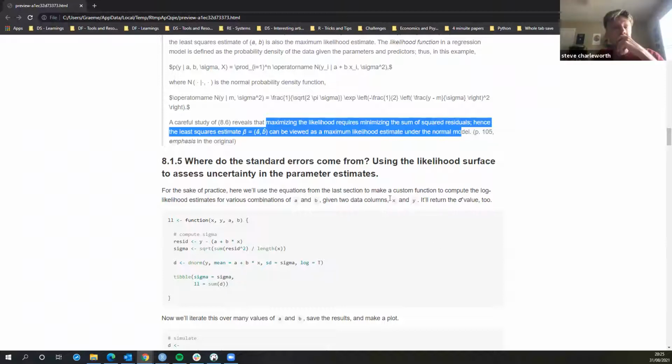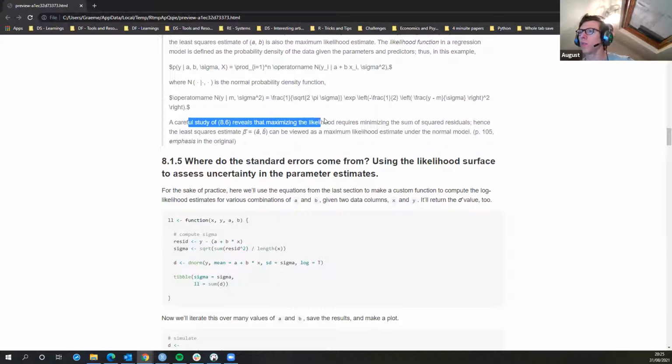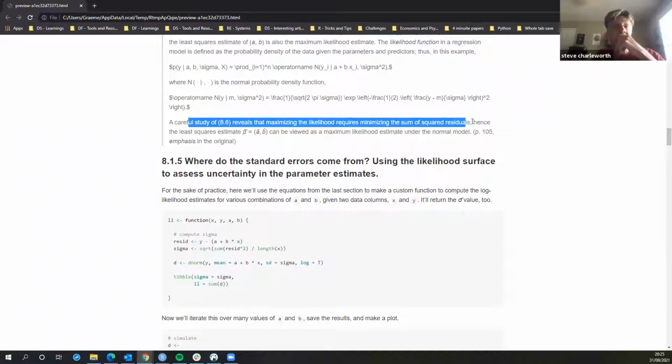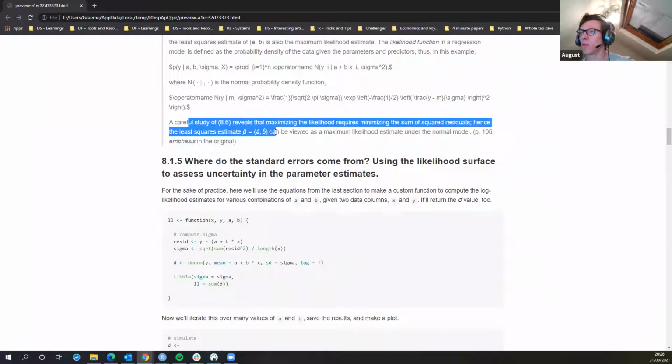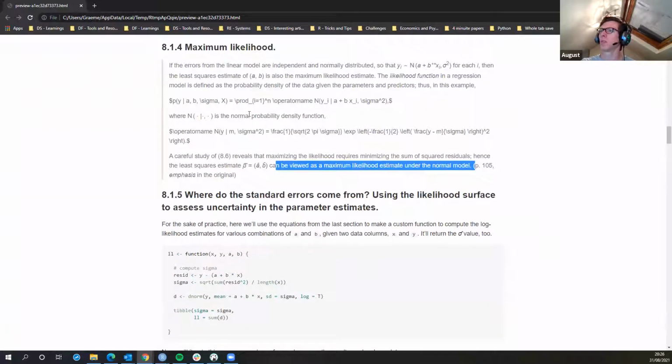Right. So where do the standard errors come in? Using careful likelihood reveals maximum likelihood requires minimizing the sum of residuals. Hence, the least squares estimate, that beta is equal to alpha hat, beta hat, could be viewed as the maximum likelihood estimate. The probability function.